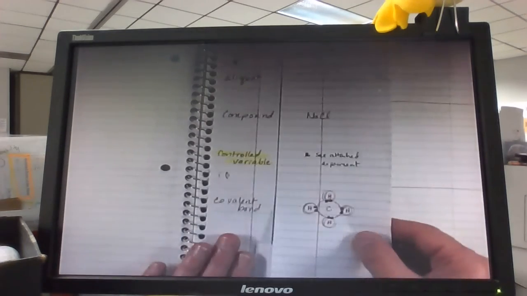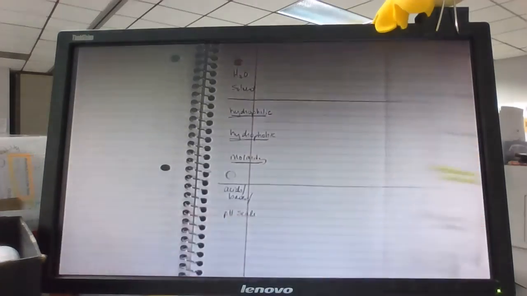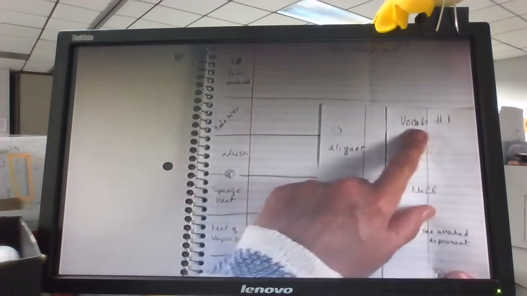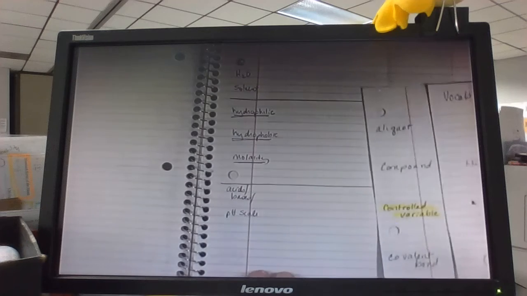This will be in your spiral notebook as well. Make sure that you know which one are notes and which one are vocab. That kind of helps out just a little bit when you're labeling it.